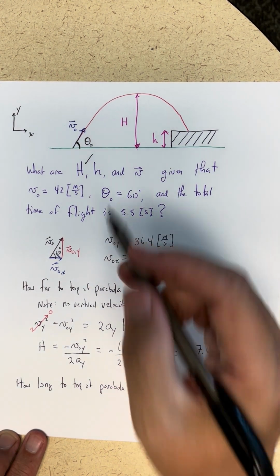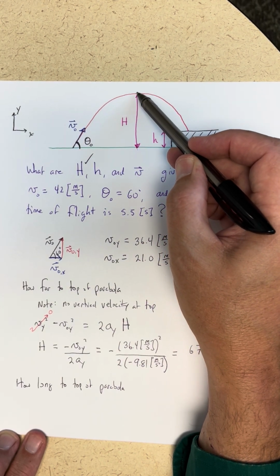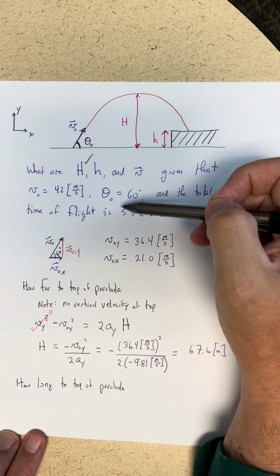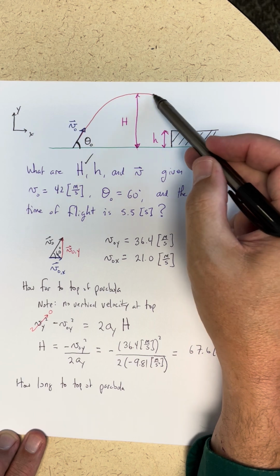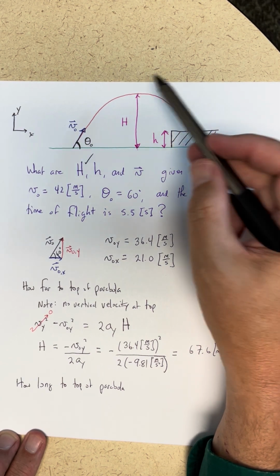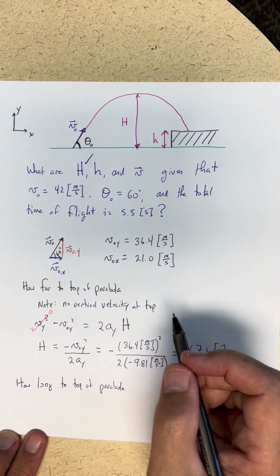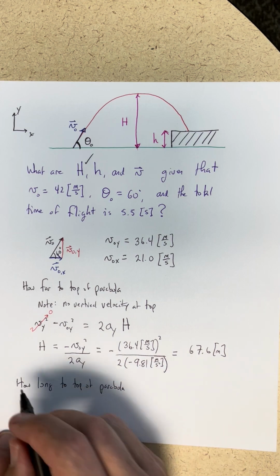So I need to know how long it takes to get to the apex, and then I know the total time of flight for the projectile is 5.5 seconds. So then I also know how long it takes to go from the apex to its final position. All right, so how long to the top of the parabola?